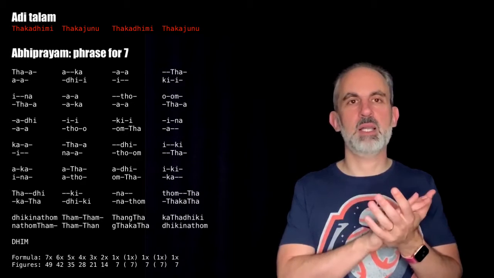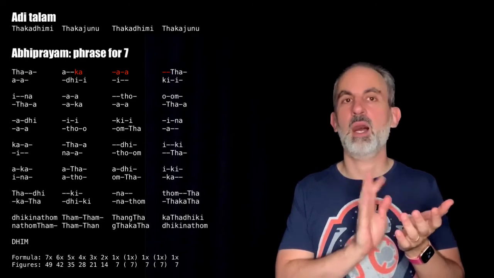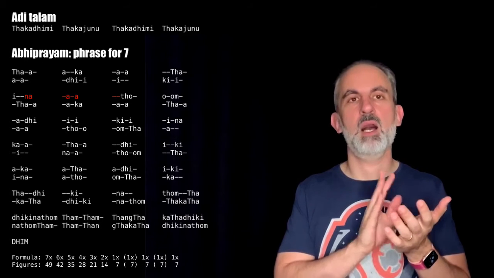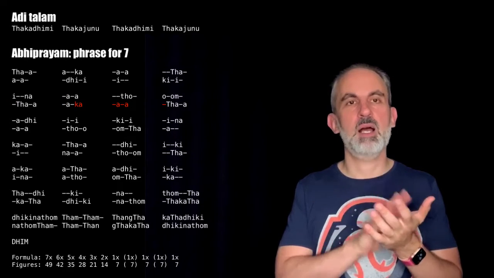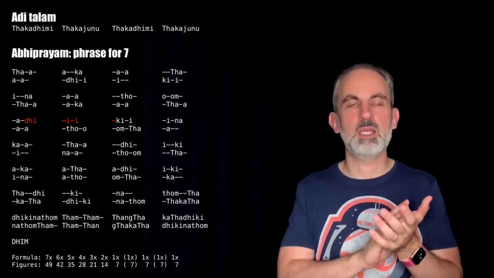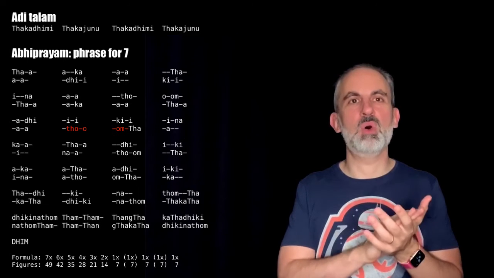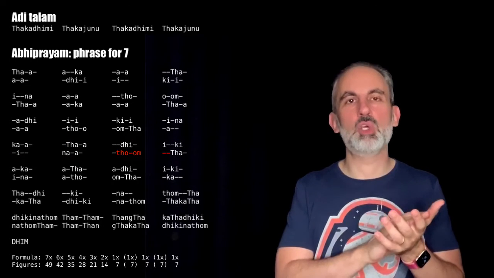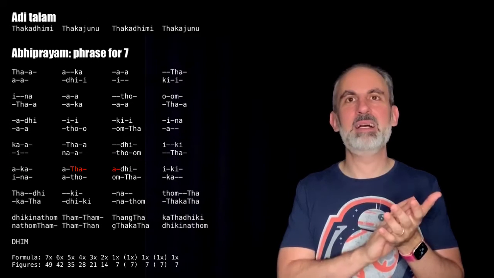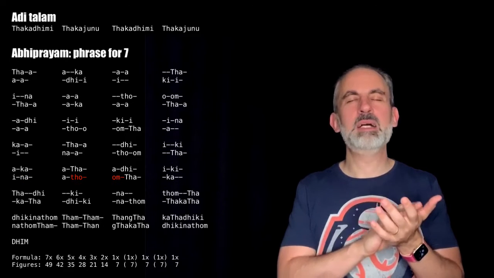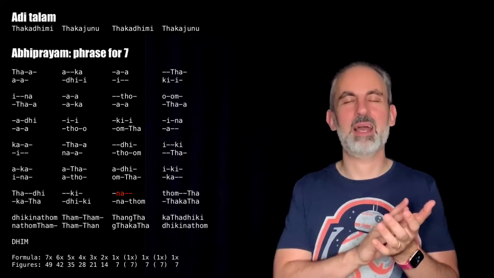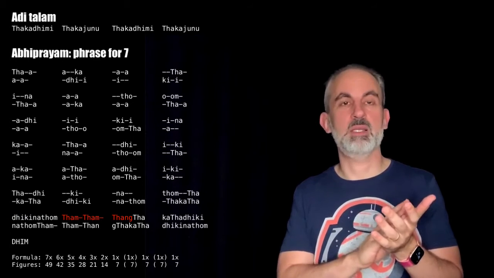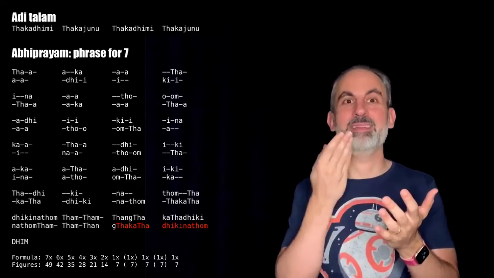Taka dimi, taka juno, taka dimi, taka juno, ta-a-a, ka-a-a, ta-a-a, di-i, ki-i, na-a, to-o, ta-a, ka-a, ta-a, di-i, ki-i, na-a, to-o, ta, ka, ta, di, ki, na, to, ta, ka, ta, di, ki, na, tom, ThakaThadhikinathom, tam, tam, tanga, ThakaThadhikinathom, tam, tam, tanga, ThakaThadhikinathom, tam.